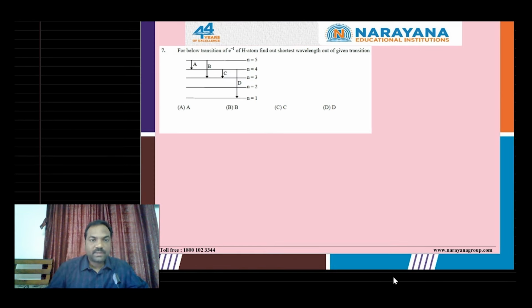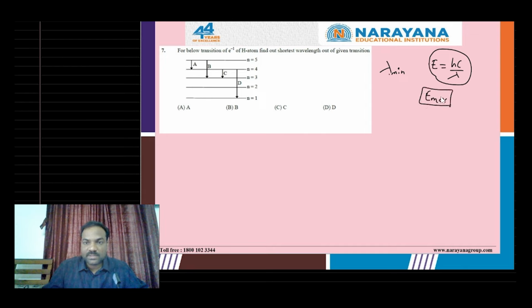So here we go with the next question. There is a transition of electron in hydrogen atom. Find out the shortest wavelength out of the given transitions. For the wavelength to be shortest, that means wavelength is minimum. As the wavelength is minimum, what will be the energy? We need to identify the minimum wavelength. For that, energy is equal to hc by lambda, right? So as wavelength is shortest or minimum, the energy will be maximum.